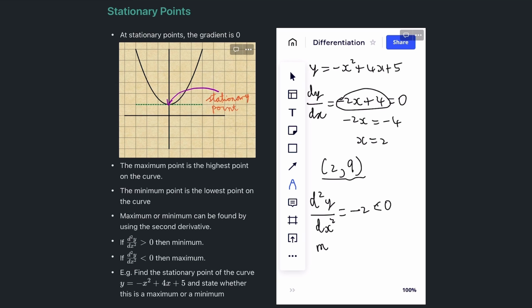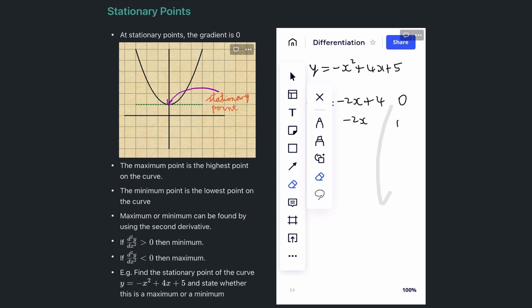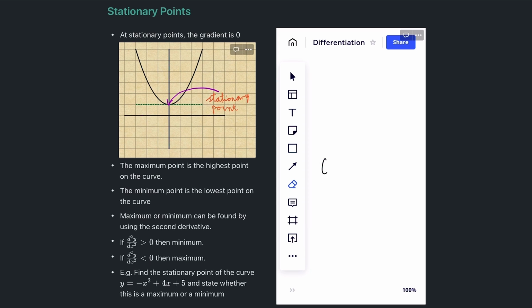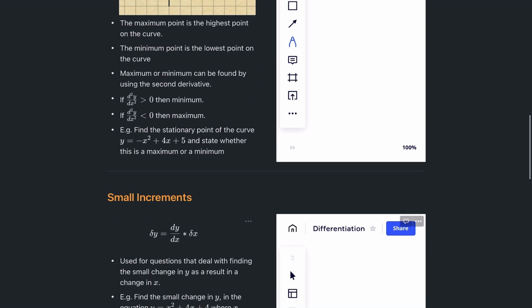There's a stationary point at (2, 9), and it's a maximum point, right? And that's it for that question. Once you get the concept, it should be quite easy.